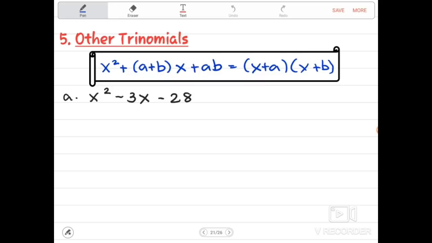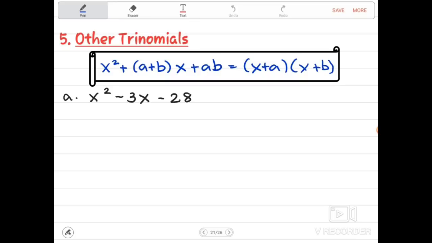Letter A, x squared minus 3x minus 28. Let us try to factor out. So, do they have common? Wala. Second type and third type of factoring, hindi applicable because this is a trinomial. How about the fourth type, which is the perfect square trinomial? Is it applicable? First term is a perfect squared, but the last term is not a perfect squared. So, meaning, the perfect square trinomial is not applicable in this problem. So, that will be in number 5, the other trinomials.